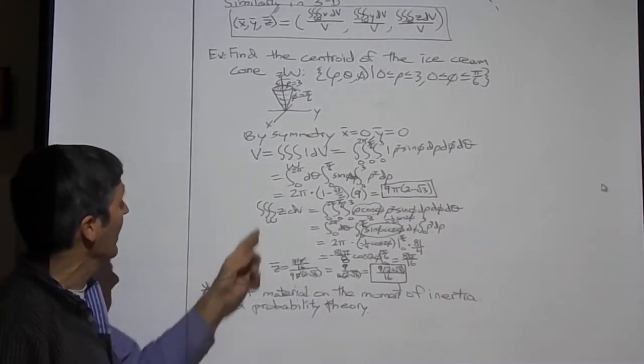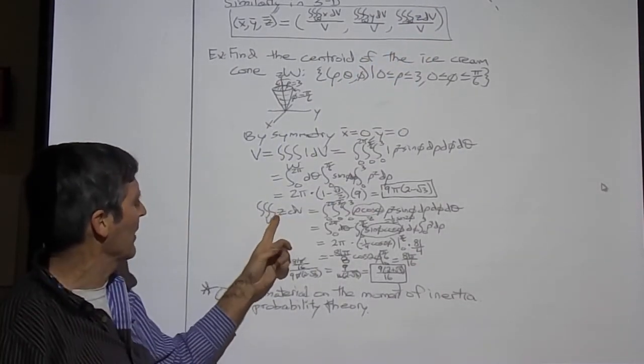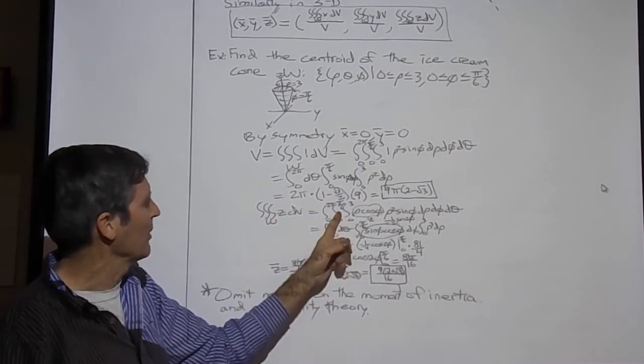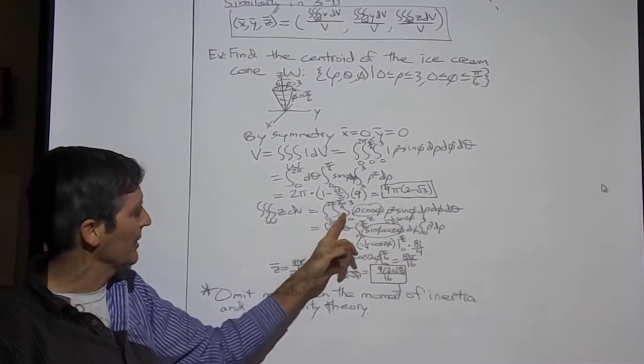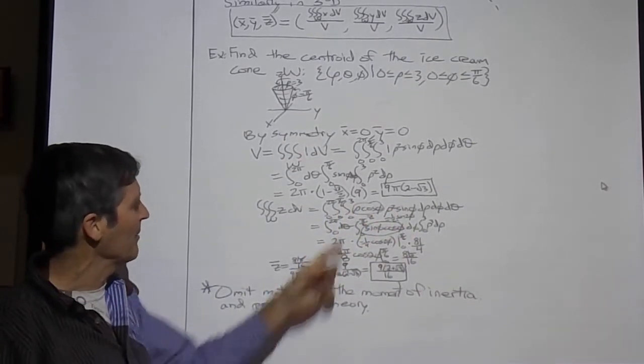Now, if we want to calculate the triple integral of z for the top of that, then we just write this same integral, put in z. Well, z is rho cosine phi. So we'll take the triple integral of rho cosine phi this time over the same integration limits.